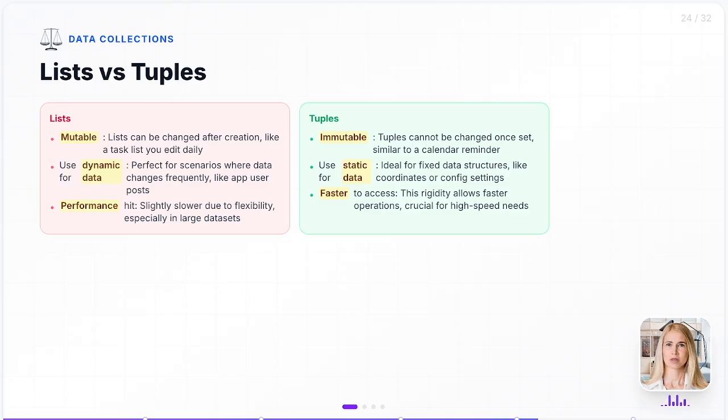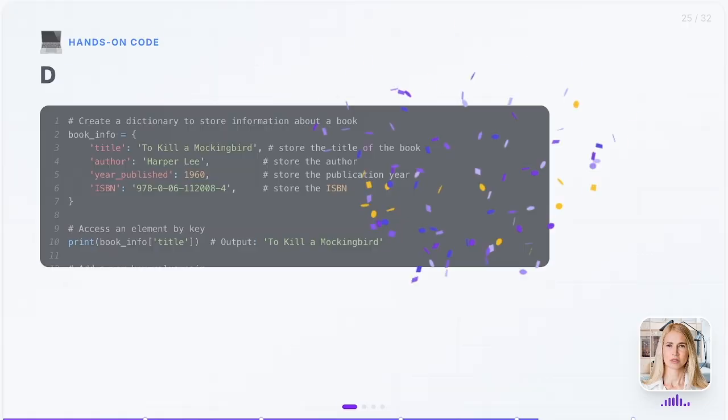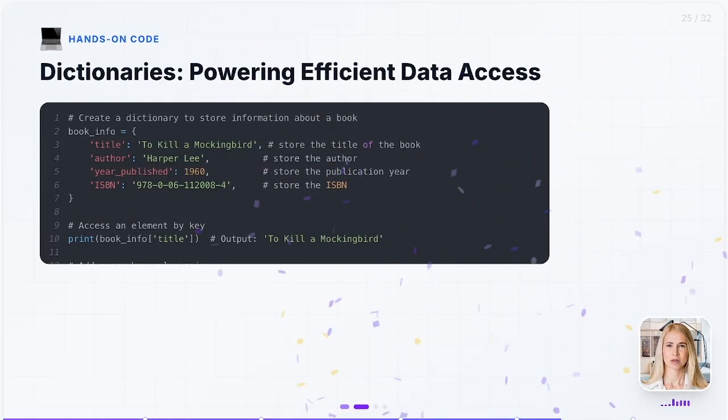Without choosing correctly, you might end up with slow, inefficient apps that annoy users. A common trap is using lists for everything just because they're more flexible, which can lead to performance issues when your app scales. Imagine you're a librarian managing a collection of books.